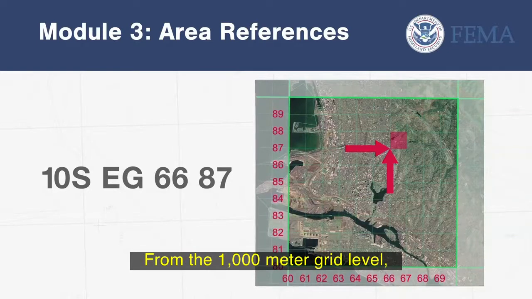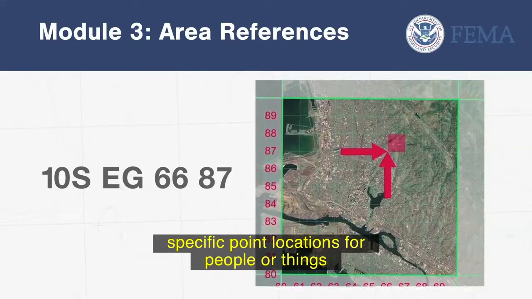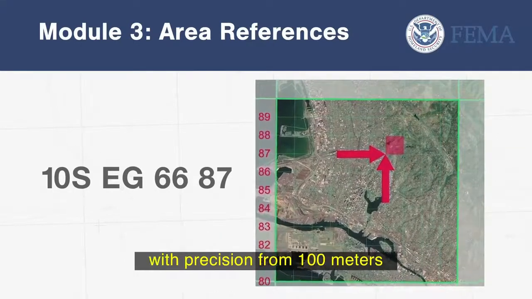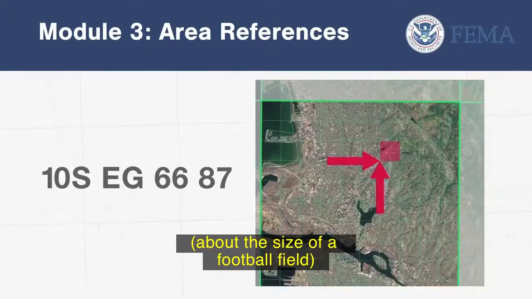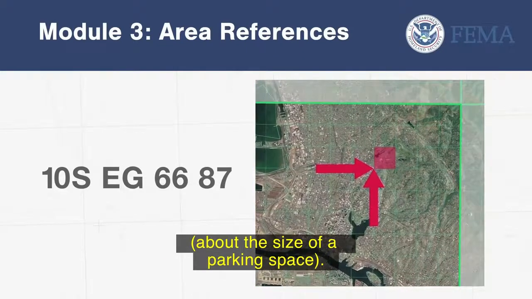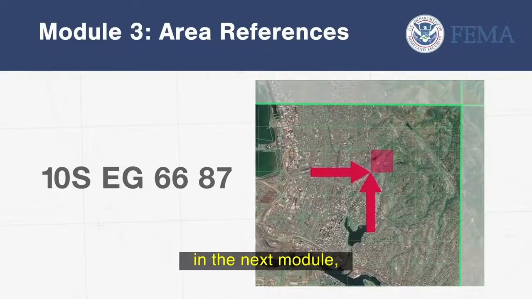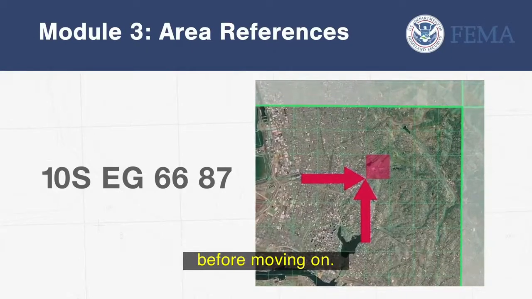From the 1,000-meter grid level, we can drill even deeper to find specific point locations for people or things with precision from 100 meters, about the size of a football field, down to 1 meter, about the size of a parking space. We will examine this process in detail in the next module, but let's review what we've covered in this module before moving on.